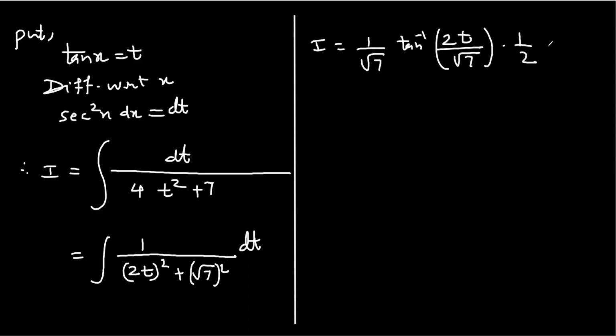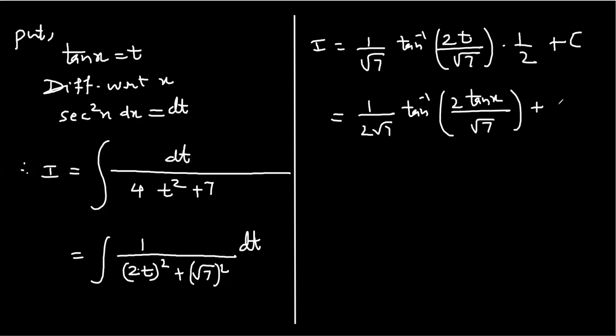You know why this 1 upon 2? This 1 upon 2 is because I have the coefficient of t here as 2. So I have to divide by 2. So the final answer is 1 upon 2 root 7 tan inverse of 2t. What is t? t is tan x. So it is 2 tan x upon root 7 plus c. This is the answer. You can see the whole thing once again here.